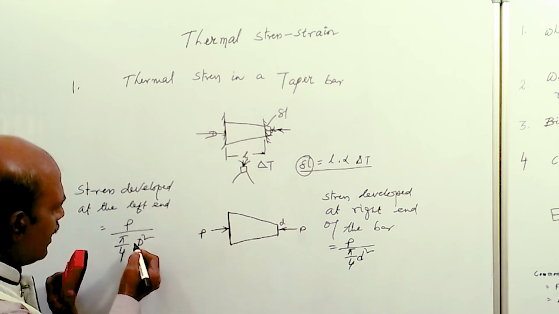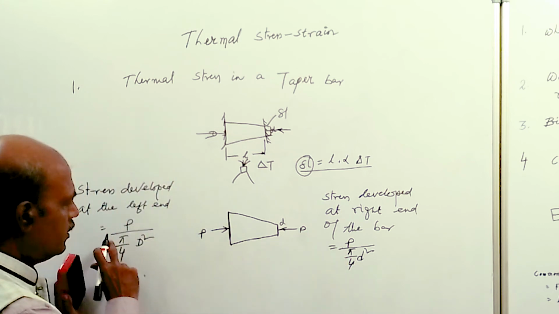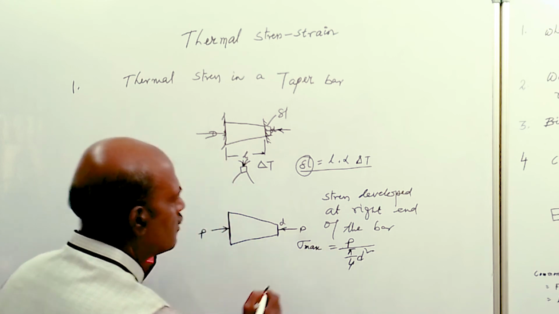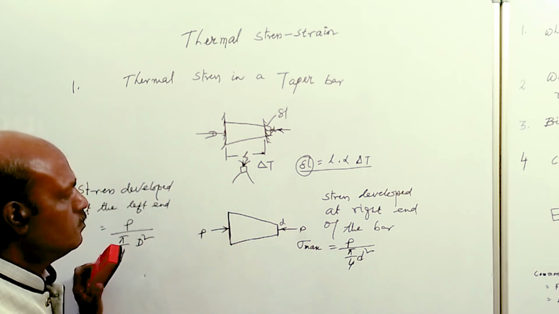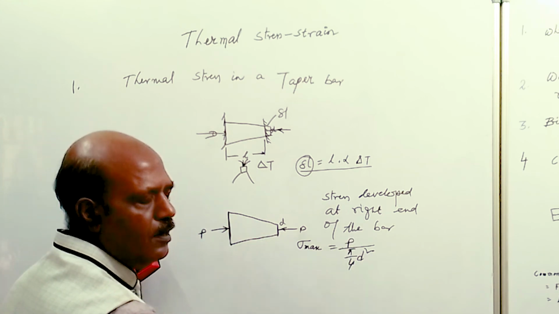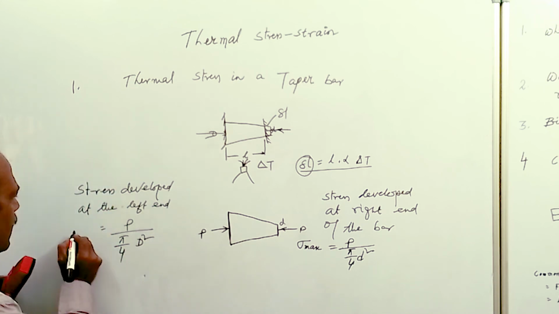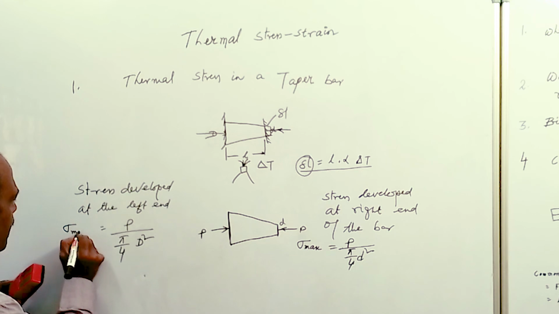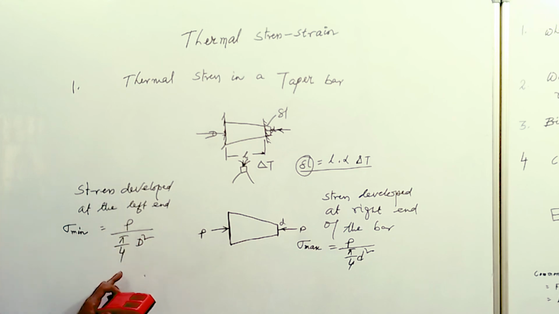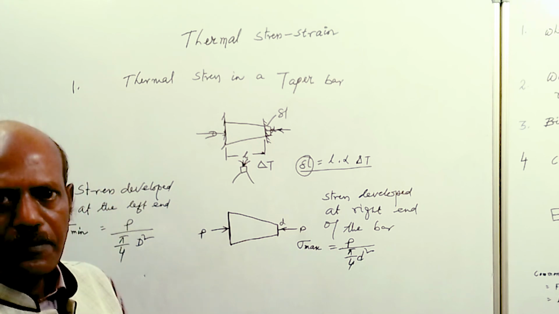It is seen that capital D is larger than small d, hence the stress at the right end will be more than the stress at the left end. So you can write the maximum stress developed in this taper bar will be at the right end and is given by P by pi by 4 into small d square. And the stress developed at the left end will be the minimum stress, and it is given by P by pi by 4 into capital D square. Okay, this is all about the thermal stress and strain.